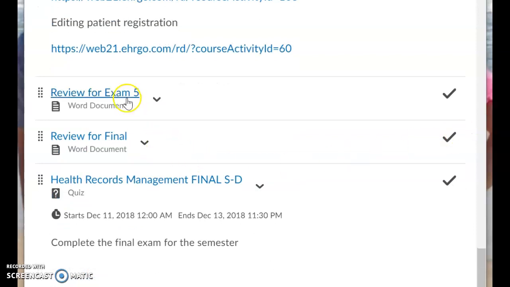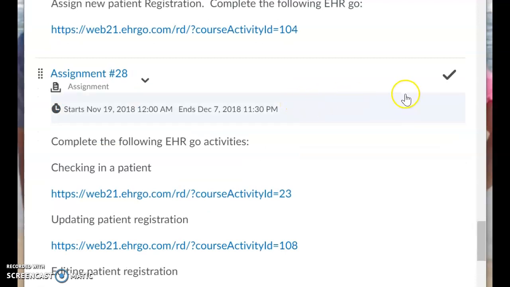And then you will see here we have review for exam 5. And then for next week, we will go ahead and we'll be looking at review for the final and your final exam.